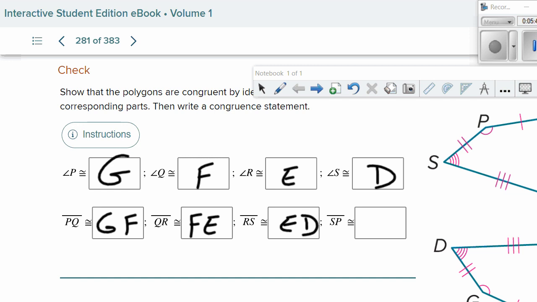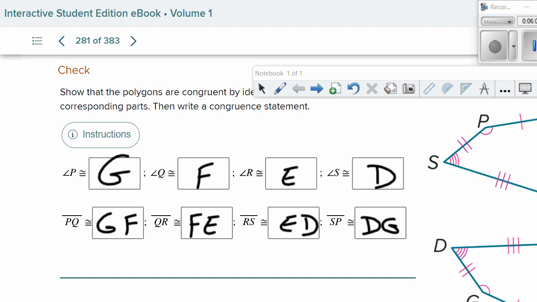And then SP should be, I think I have to go on this one, make sure I'm saying this right. SP should be to DG. Okay, had to make sure that I put it in the same order. Okay, so pretty easy. I hope you're okay with that.